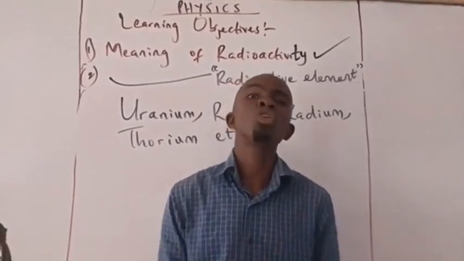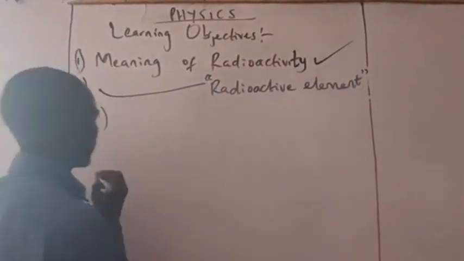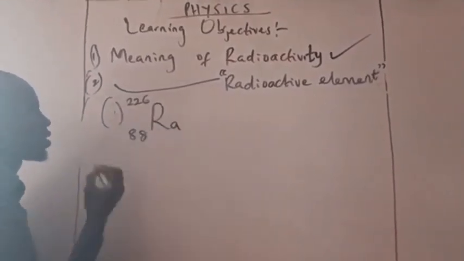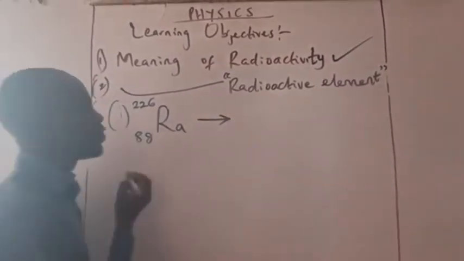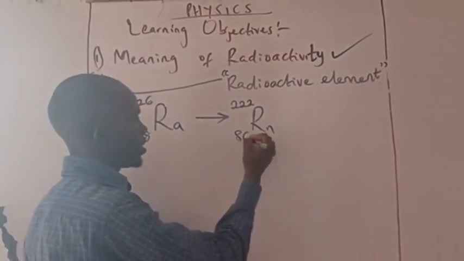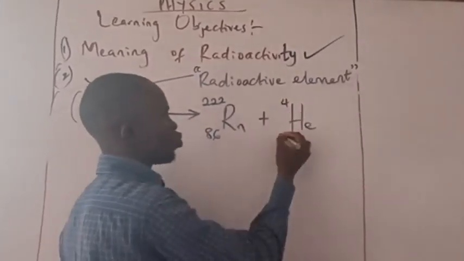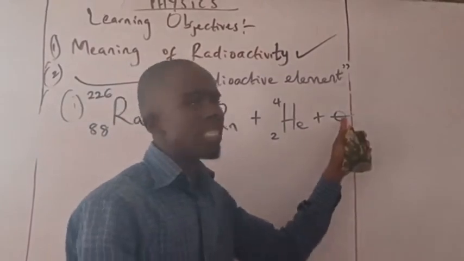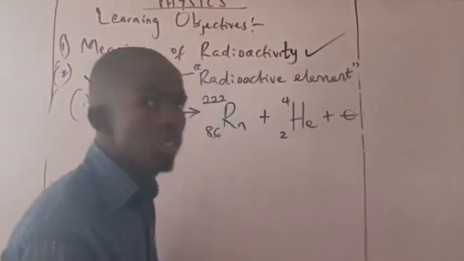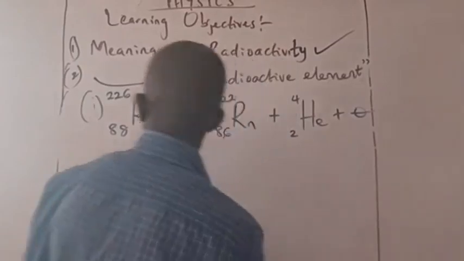So let us see the way the equation normally looks. Let's see the first equation. We have radium 226, 88. It splits and gives us radon 222, 86, plus an alpha particle, which is helium, 4, 2, plus theta. This theta is the energy released. So this one is the emission of an alpha particle.